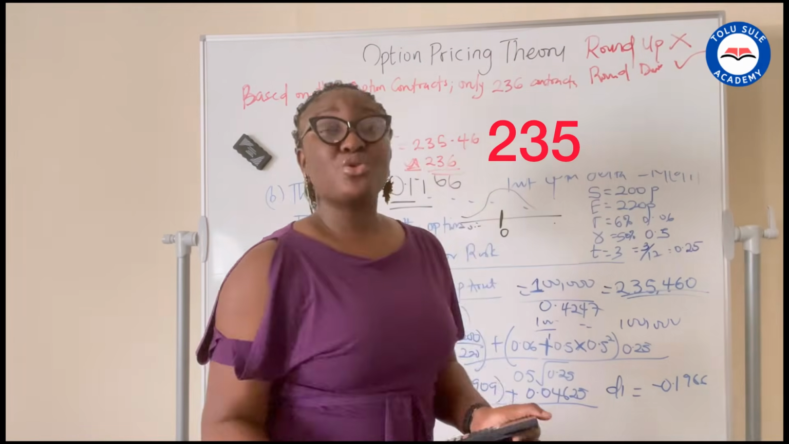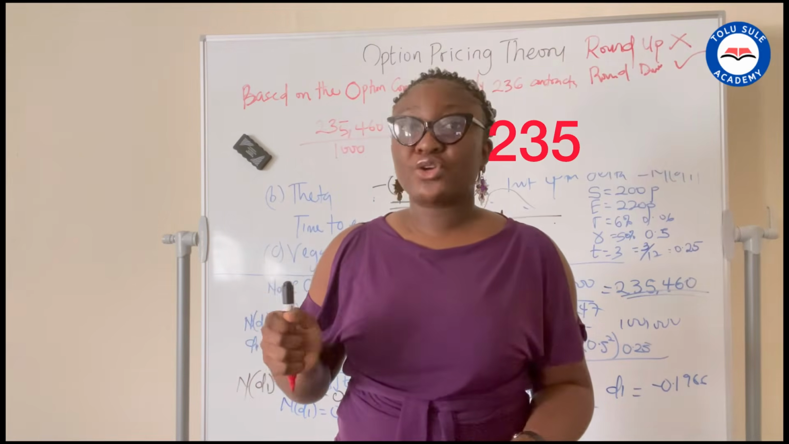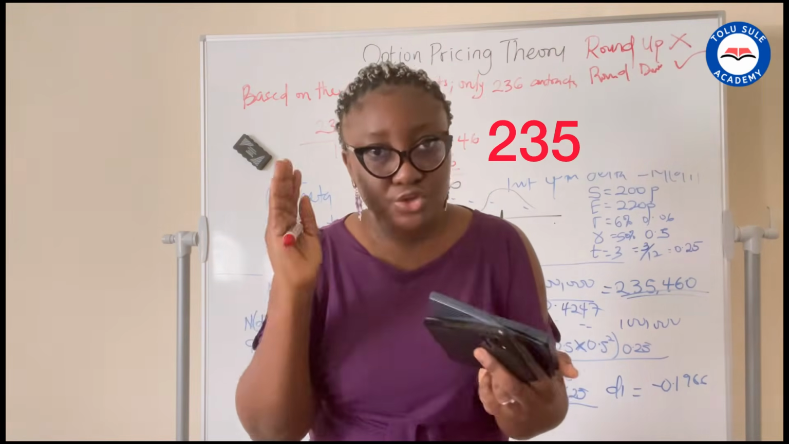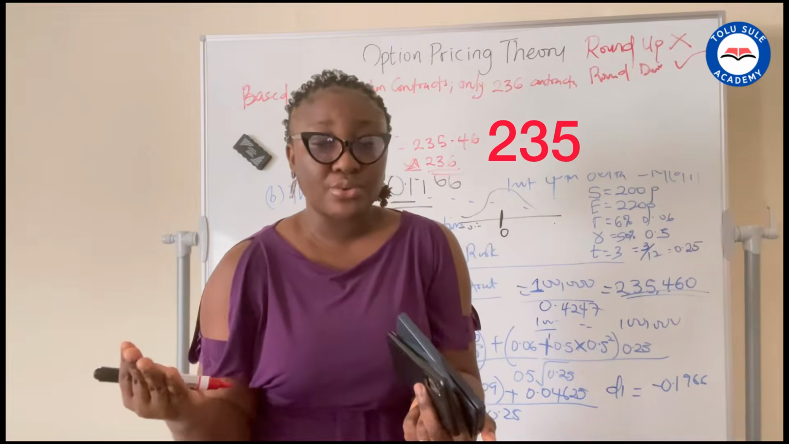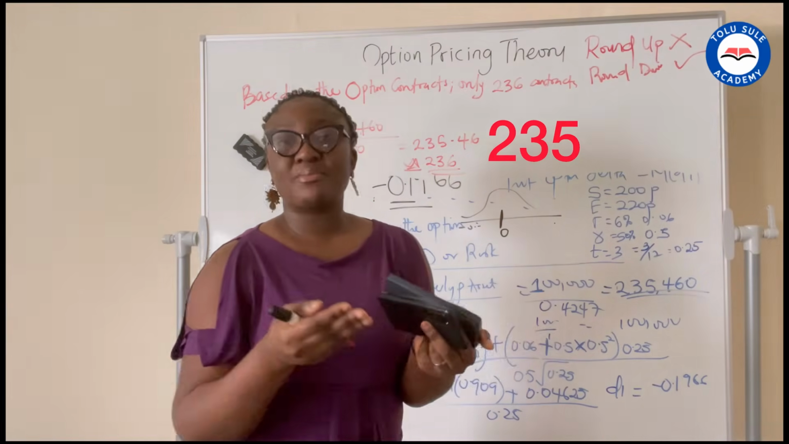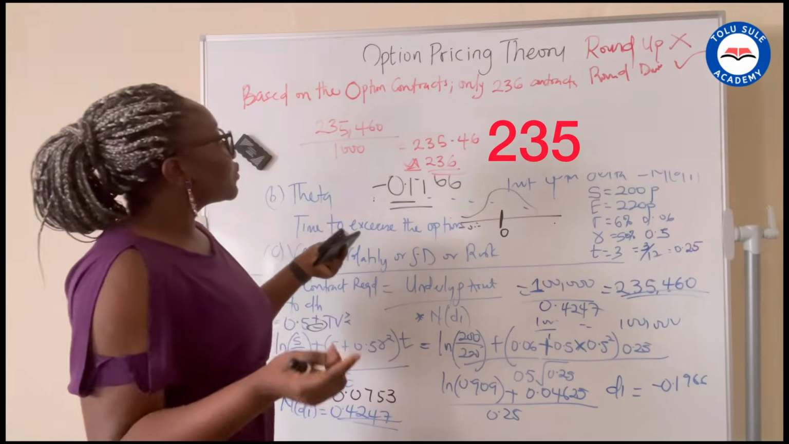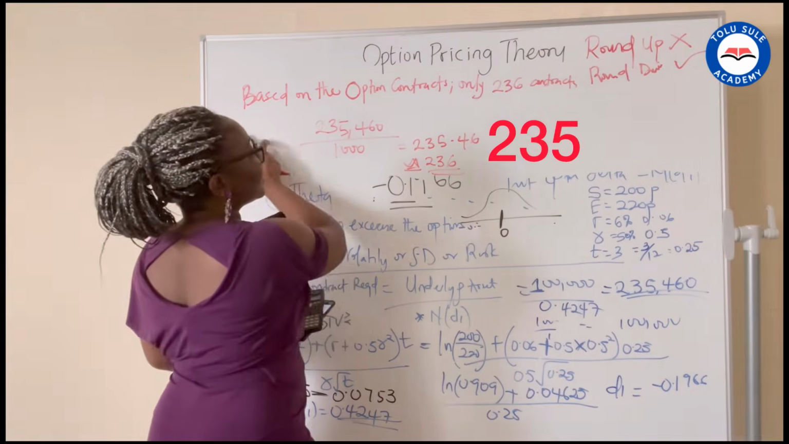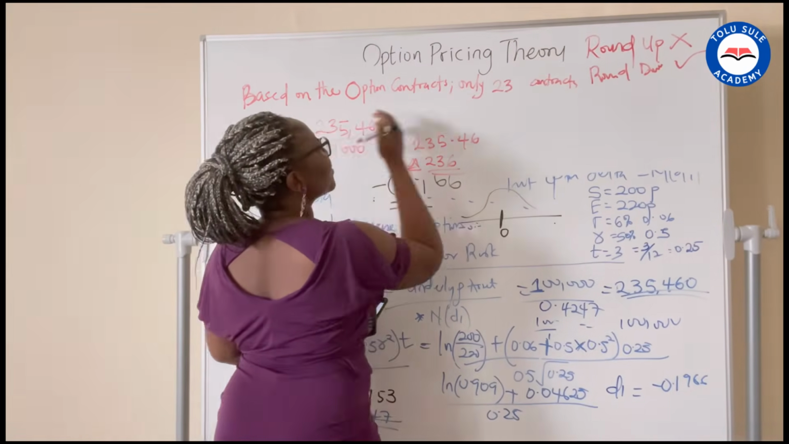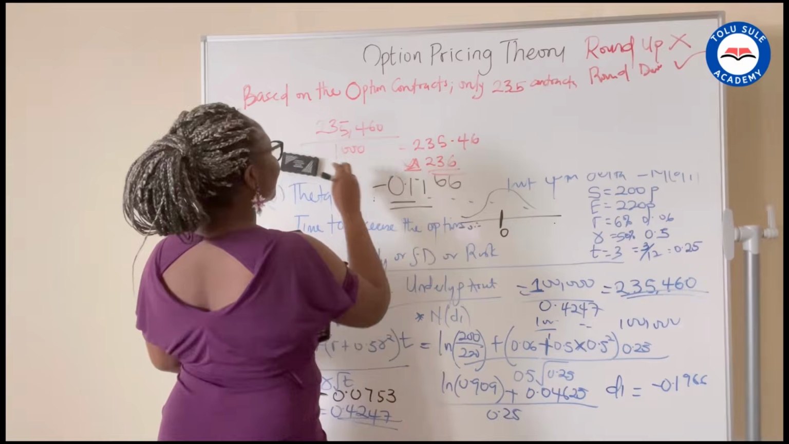Do you understand? You are buying one contract and it's sold in 1,000 units, what they call one contract, like a bundle. Based on this question, in some questions it can be 50, it can be 100. So you can buy only 235. I just said you can't round up, so you can only buy 235.